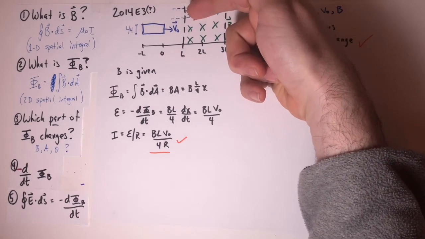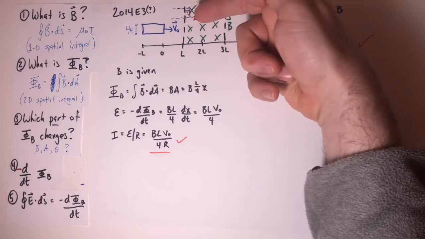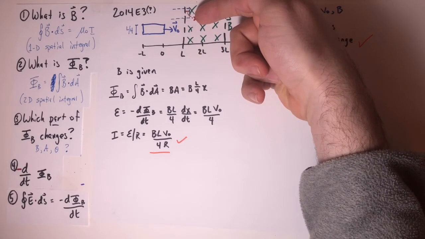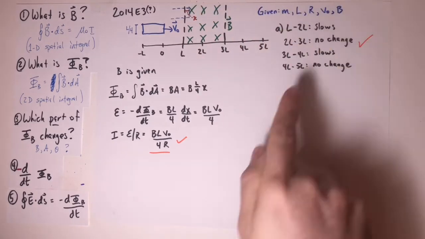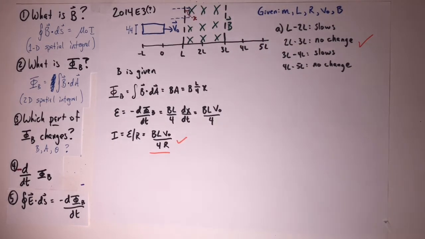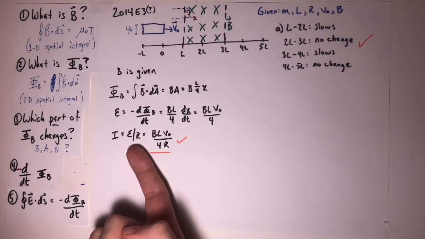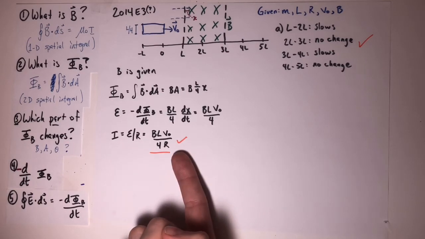So I drew this phantom loop up here to show that as it enters the field, you could call the segment that's inside the field already x, and the rate of change of x initially is v naught. In the usual way, we divide the induced EMF by the resistance, and we get the final expression.